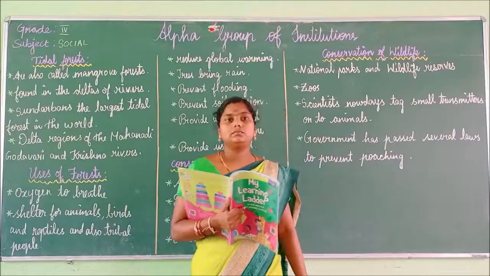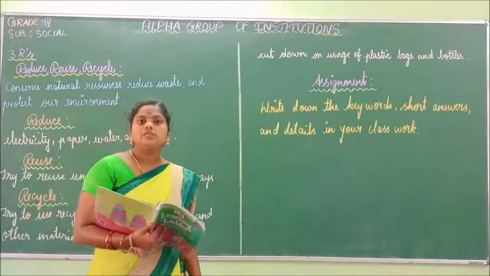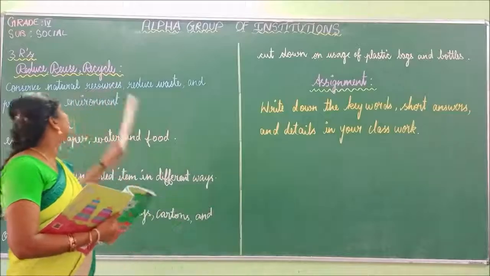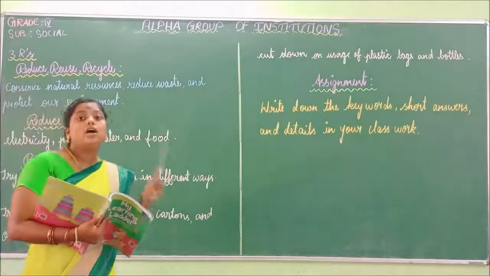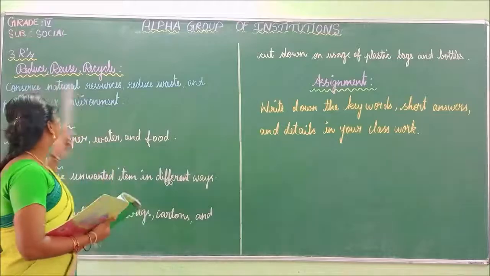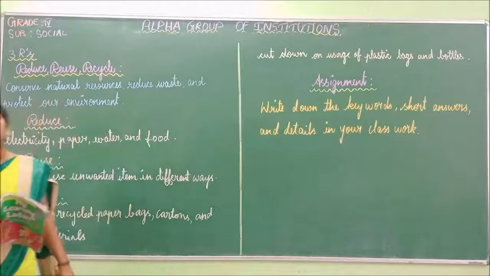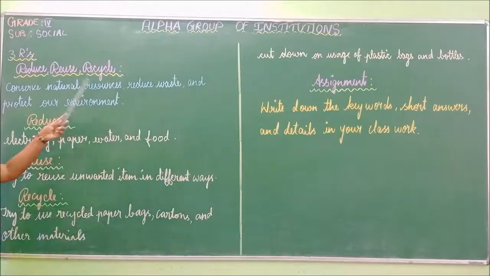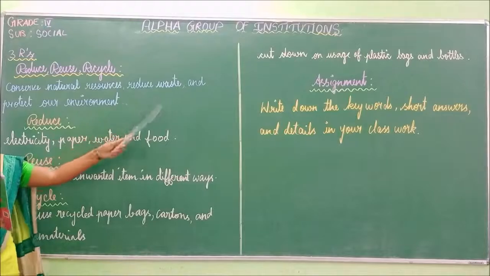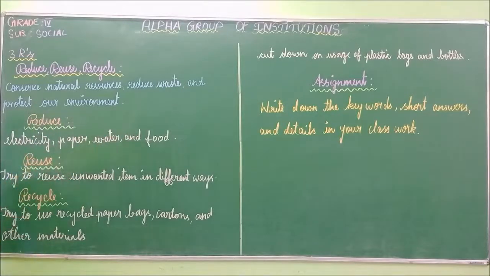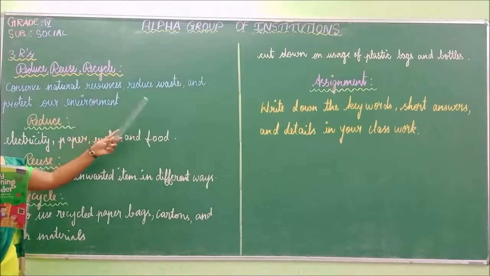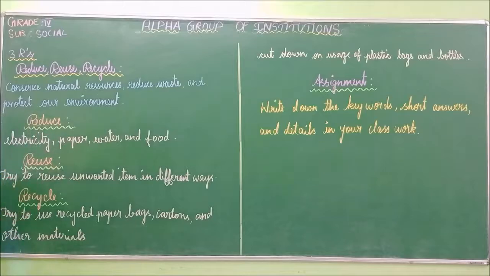Is it clear, children? So children, we came to the end of this lesson. The next one is 3 R's. What are the 3 R's? Reduce, reuse and recycle. Here, the 3 R's help us to conserve natural resources, reduce waste and protect our environment.